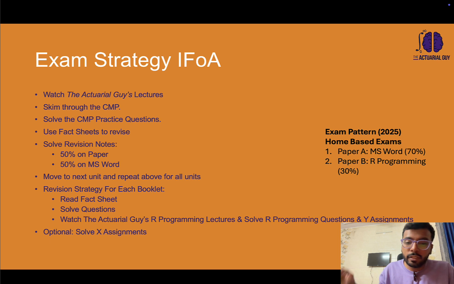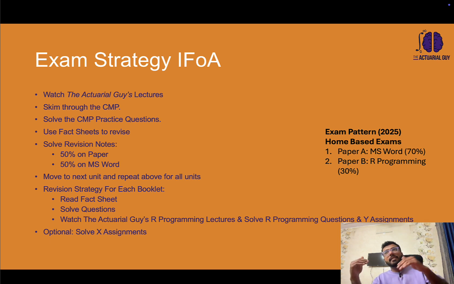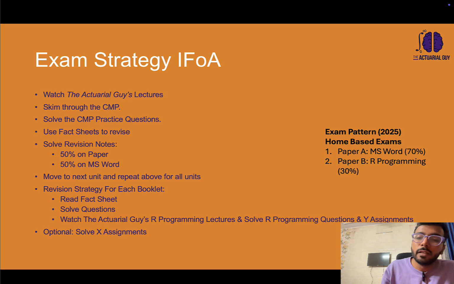R programming questions, because R programming is nothing, it's just the application of the paper A concepts onto R, which is a software. So software is important, but what is more important is your concepts. If your concepts are clear, you will be able to apply them easily. So during your revision you should do the R programming portion. That way you also have a whole picture of the entire syllabus, because you have gone through the entire curriculum by this point and you have only recently revised paper A. So you're able to do R programming easily.